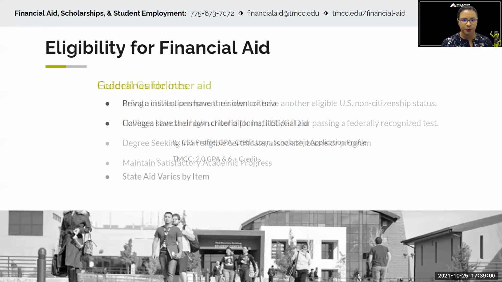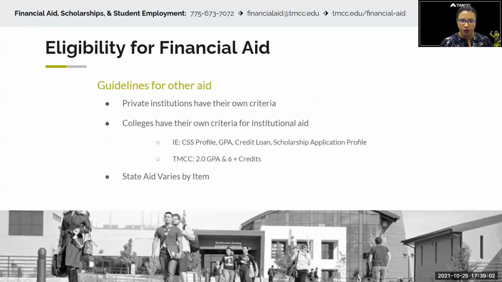So when it comes to other financial aid, those guidelines are going to vary quite a bit. Private institutions are all going to have their own criteria. For example, some scholarship institutions are going to ask you to have a 3.0, while others will simply ask for a 2.0. So it really just depends. Our college has a 2.0 GPA and 6 or more credits in order to get scholarships at TMCC.